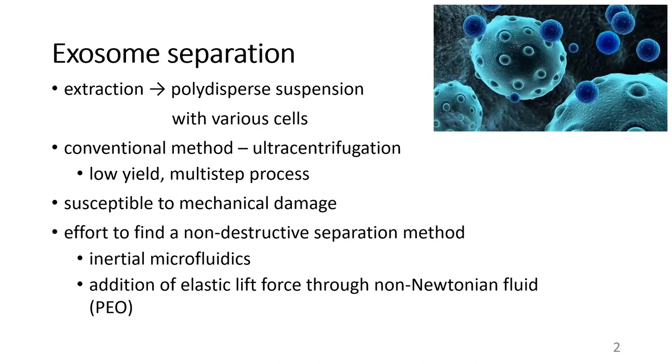However, they are also always present in a polydisperse suspension with various cells or debris. So for further use, we need to separate them. A conventional method that is mostly used is ultracentrifugation, which has unfortunately very low yield, and it is a multi-step process, so it takes a long time. Another disadvantage is that exosomes are susceptible to mechanical damage, so there is effort to find a non-destructive separation method.